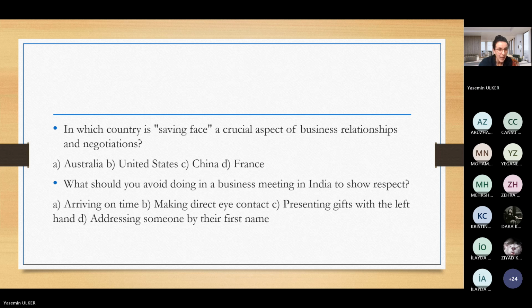And what should you avoid doing in a business meeting in India to show respect? Avoid arriving on time, making direct eye contact, presenting a gift with the left hand, or addressing someone by their first name. Oh, this question is tricky. This is tricky because I'm not sure. Help me.